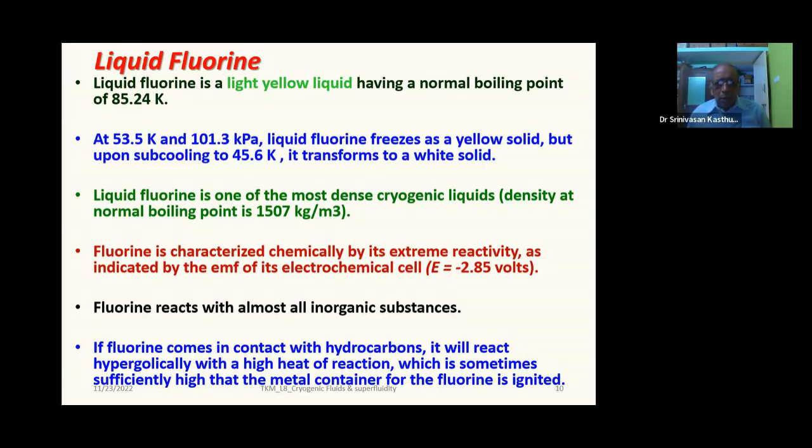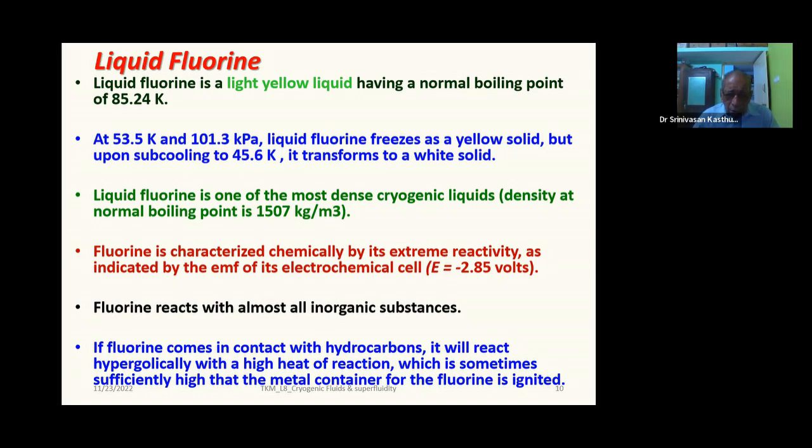Okay. So you have to separate out this fluorine and then do all these measurements, etc. Liquid fluorine is one of the most dense cryogenic fluids, and at its normal boiling point it has a density of 1,507 kg per meter cube, or in other words, 1.507 grams per cc. So it's one of the heaviest fluids. Fluorine is characterized chemically by its extreme activity, as indicated by the EMF of the electrochemical cell.